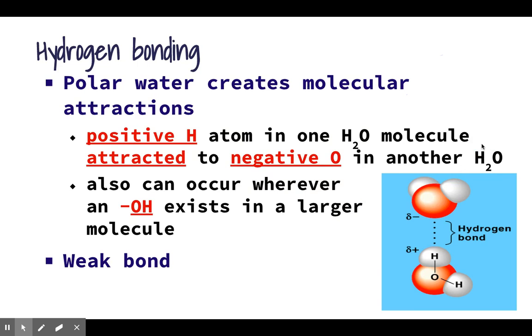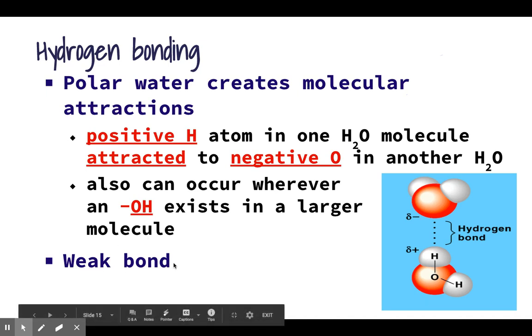All right, let's talk about hydrogen bonding. We've talked about covalent bonds, and we talked about polar covalent bonds. The other bonding property that you need to know is that of hydrogen bonds. Polar water creates molecular attractions. The positive hydrogen atom in one water molecule is attracted to the negative oxygen in another water molecule. This can also occur wherever there's an OH, or hydroxyl group, in a larger molecule. Hydrogen bonds are very weak.